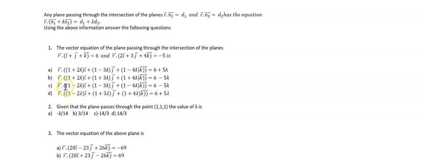B: r vector dot ((1 plus 2 lambda) i plus (1 plus 3 lambda) j plus (1 plus 4 lambda) k) is equal to 6 minus 5 lambda. C: r vector dot ((1 minus 4 lambda) i plus (1 minus 3 lambda) j plus (1 minus 4 lambda) k) is equal to 6 minus 5 lambda. And D: r vector dot ((1 minus 2 lambda) i plus (1 plus 3 lambda) j plus (1 plus 4 lambda) k) is equal to 6 plus 5 lambda.